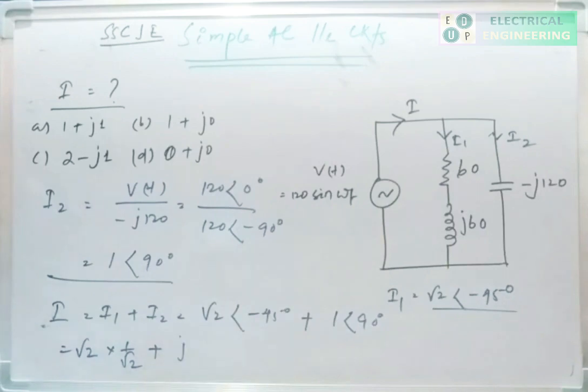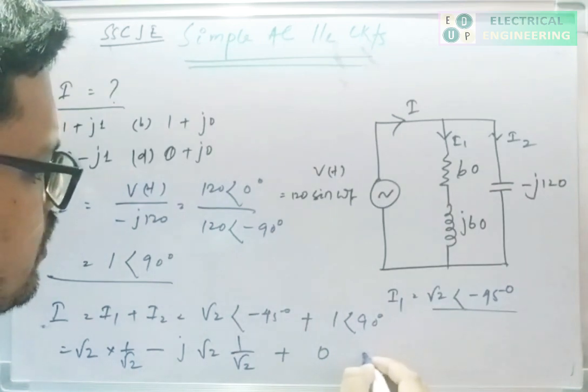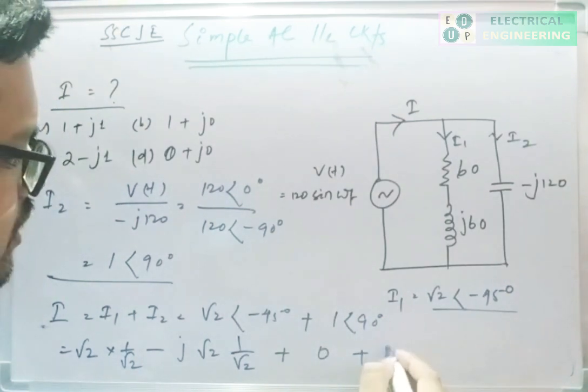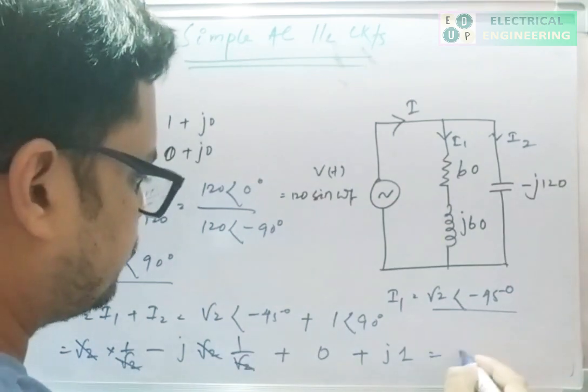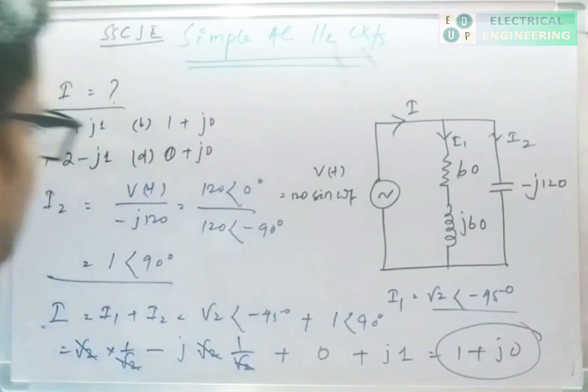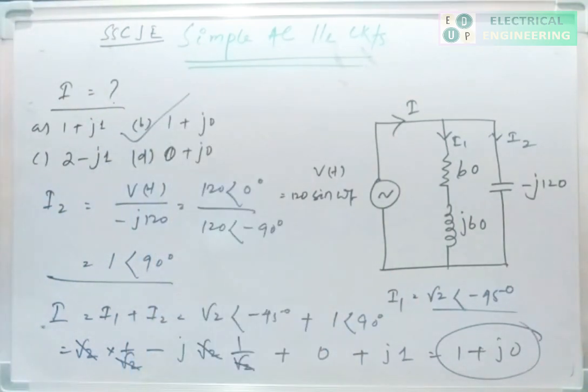Plus j root 2 into sine minus 45 degree, that is minus 1 by root 2. So I write it as minus 1 by root 2 plus 1 into cos 90 is 0, plus j into sine 90 is 1. So you will get 1 minus 1 plus j0. So the answer will be option B, 1 plus j0.